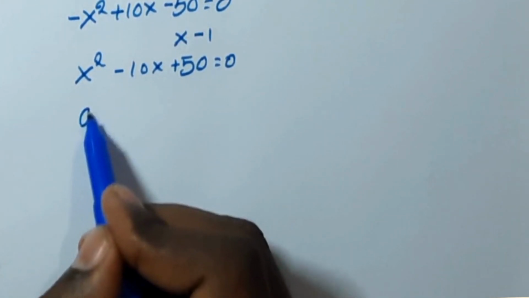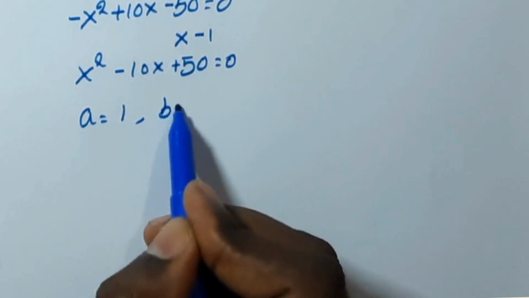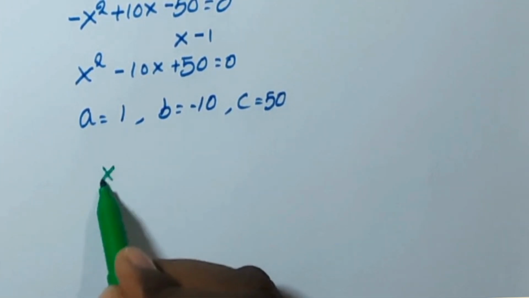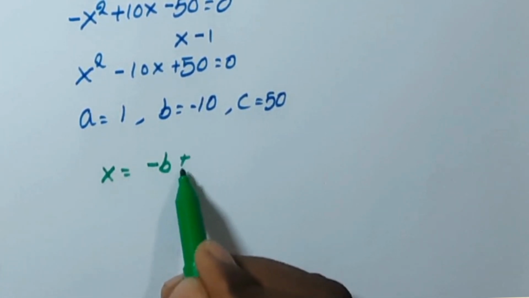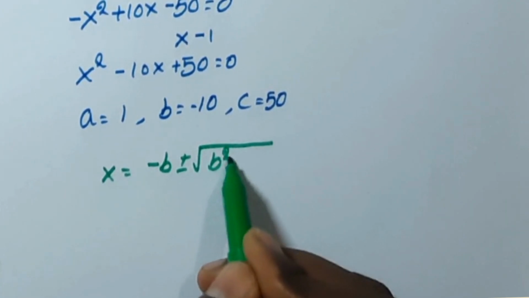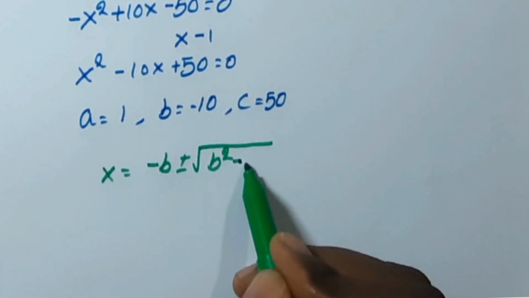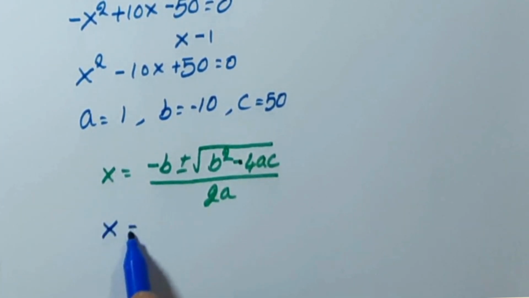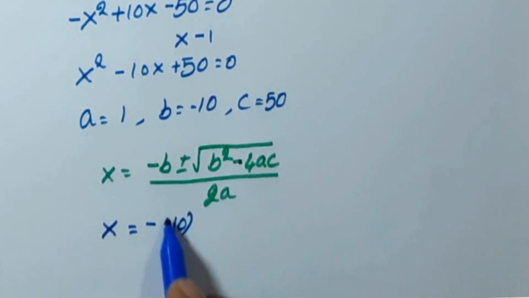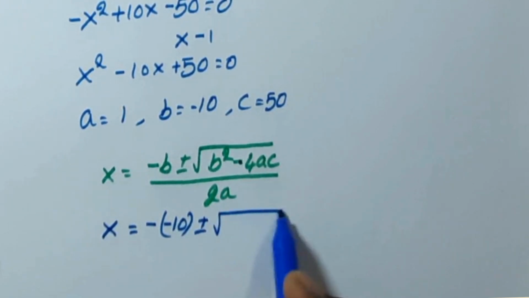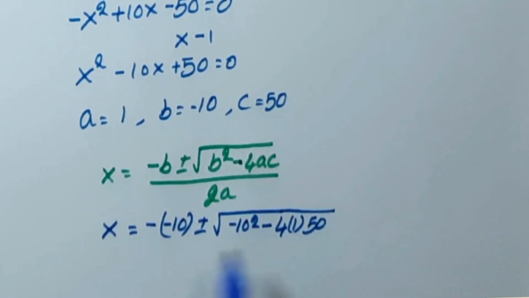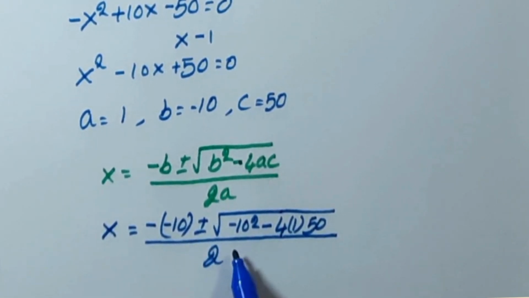Now we know that a equal to 1, b equal to minus 10, c equal to 50. x equal to minus b plus or minus square root of b square minus 4ac by 2a. x equal to minus of minus 10 plus or minus square root of minus 10 square minus 4 times of 1 into 50 by 2 times of 1.